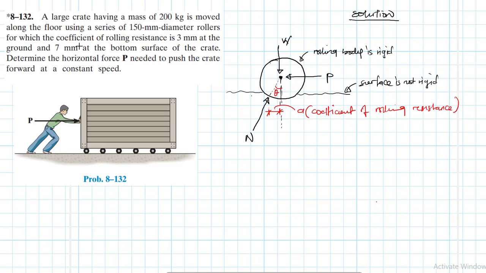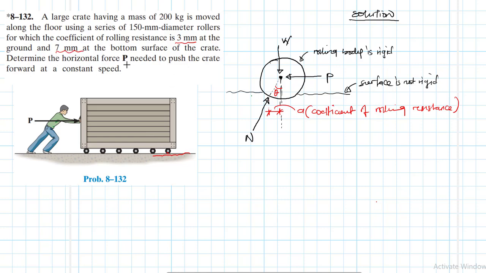Okay, so in this problem we've been told there are two coefficients. There is one on the surface where the rollers are rolling on this surface, and on the surface it is 3 millimeters. So this coefficient here, A, is 3 millimeters. And then on the crate also there is some deformation going on. So there is deformation on the ground being measured by this coefficient of 3 millimeters. There is also deformation on the bottom of the crate, and it is 7 millimeters.